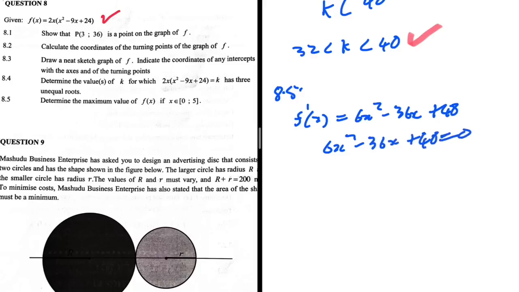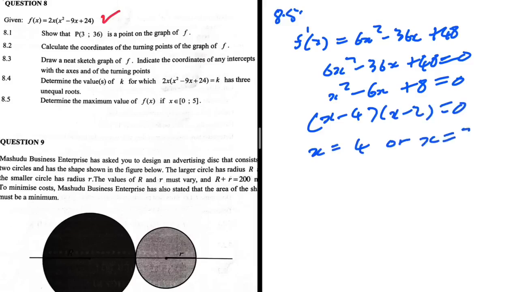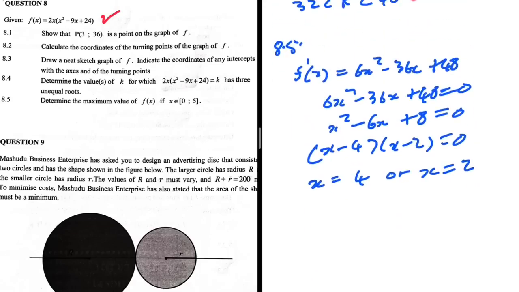What did we do last time? We divided by 6. We got x squared minus 6x plus 8 being equals to 0. And then we factorize factors of 8. Okay, x minus 4 multiplied by x minus 2. This gives us 0. So x is equals to 4 or x is equals to 2. Okay, so these are our values. X is equals to 4 or x is equals to 2.